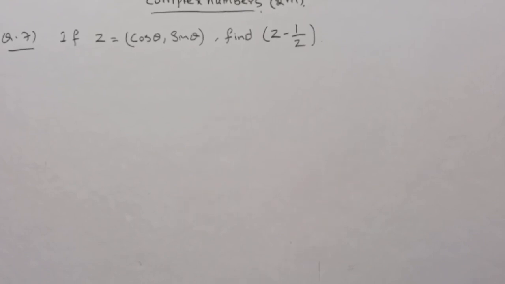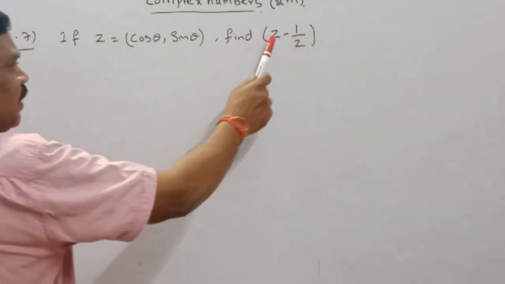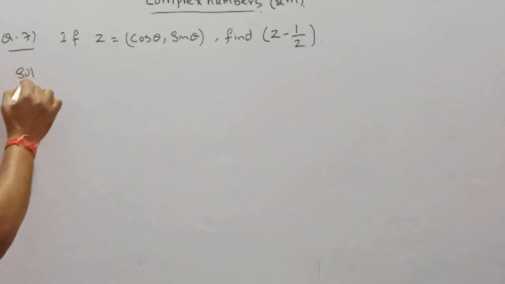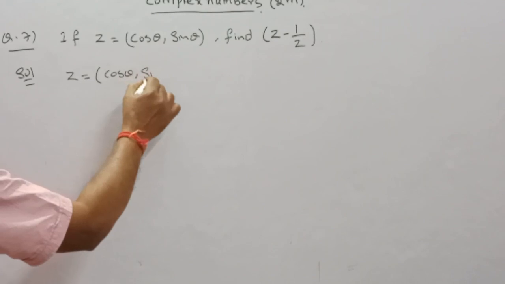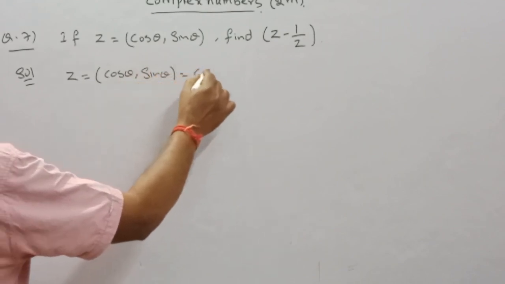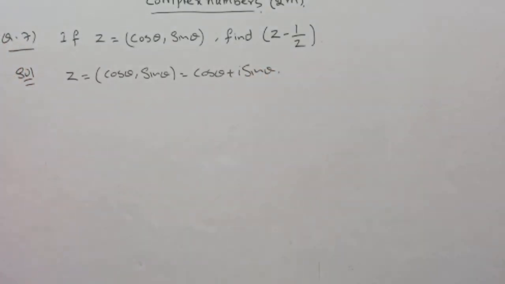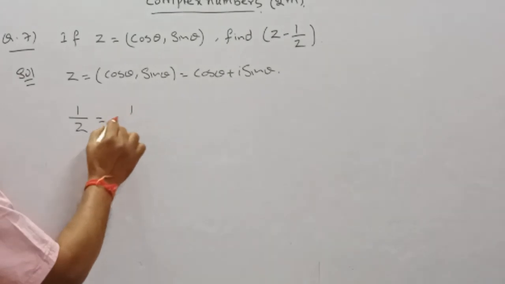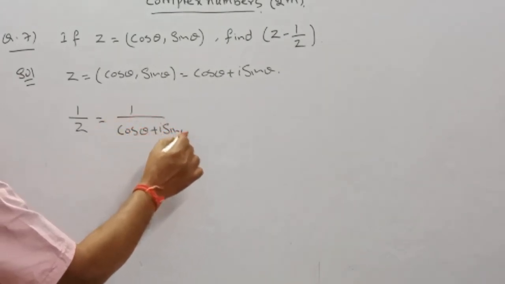Here is one more problem from complex numbers for IPE. If z is equal to cos theta plus i sin theta, find z minus 1 by z. Okay, all of you. Here what is z? z is equal to cos theta plus i sin theta. Okay, all of you. So 1 by z is equal to what? 1 by z is equal to 1 by cos theta plus i sin theta.